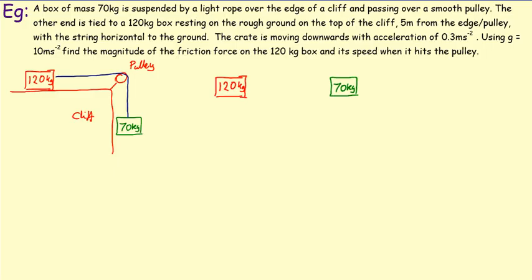So let's have a look at this situation here. I've already started drawing a diagram for it. We've got this box, 70 kilos, suspended by a light rope over the edge of a cliff and passing over some smooth pulley. Sometimes they might use the word peg, a smooth peg, because it doesn't matter if it's rotating or not, it's just going to be smooth, so no friction involved.